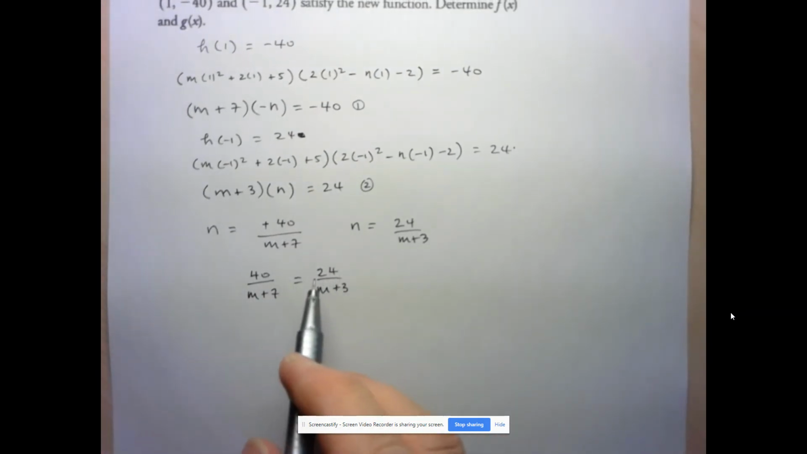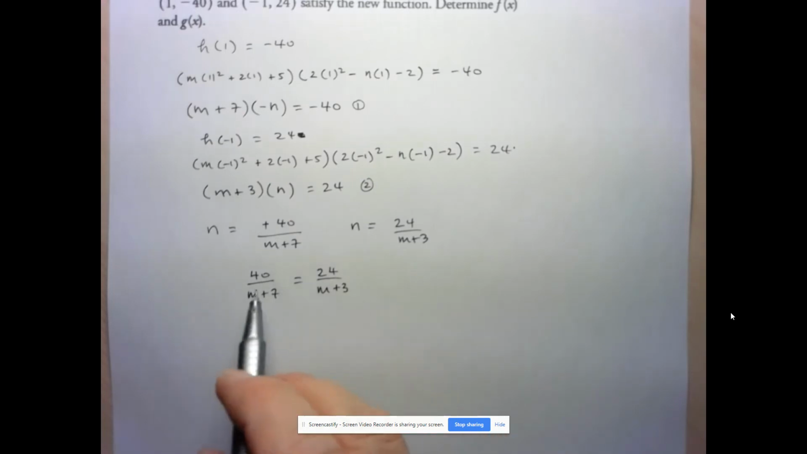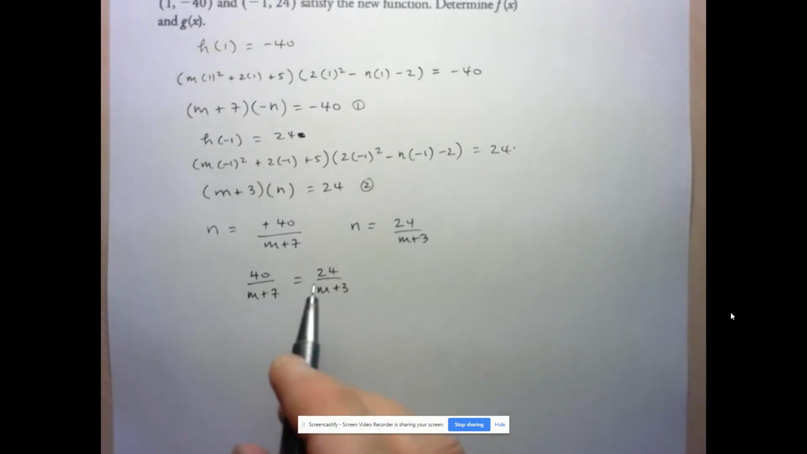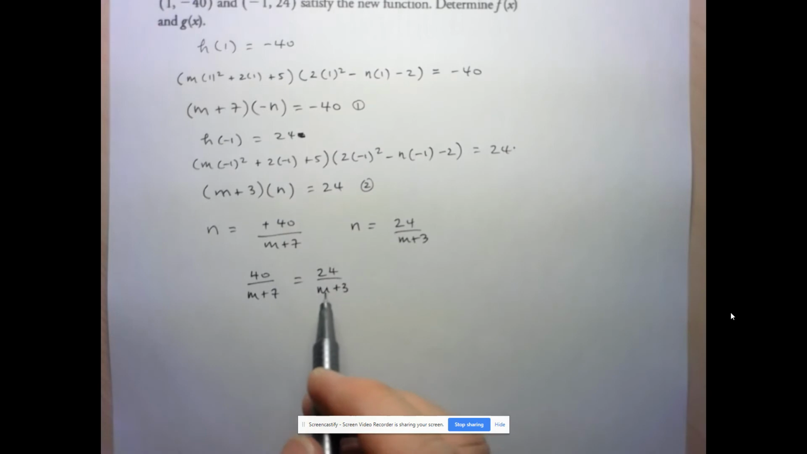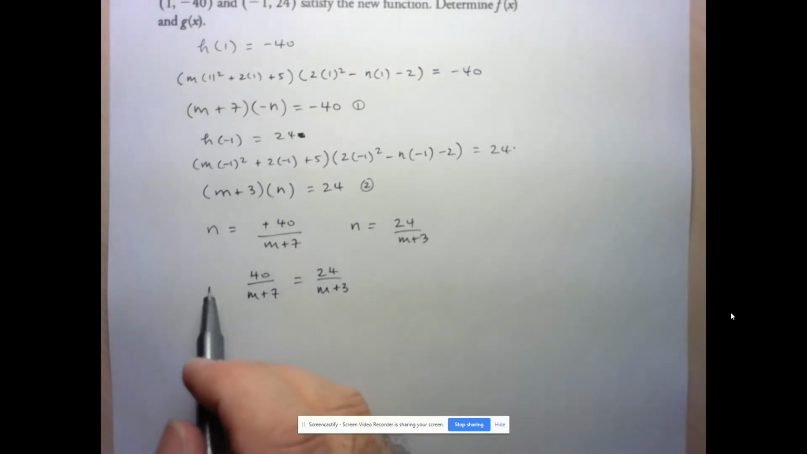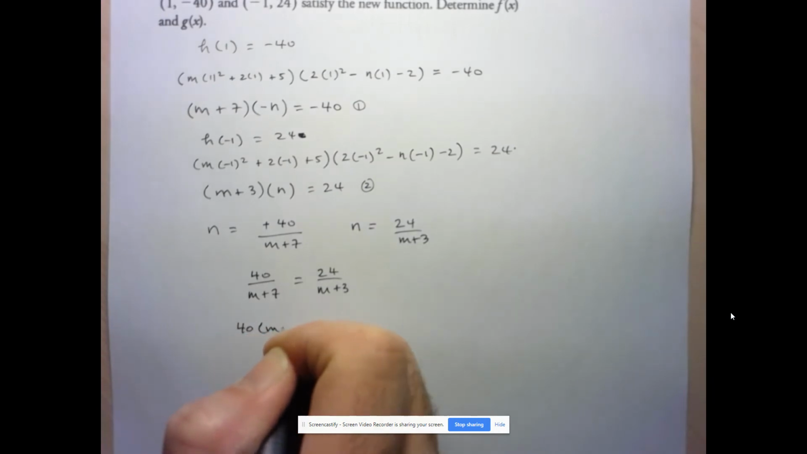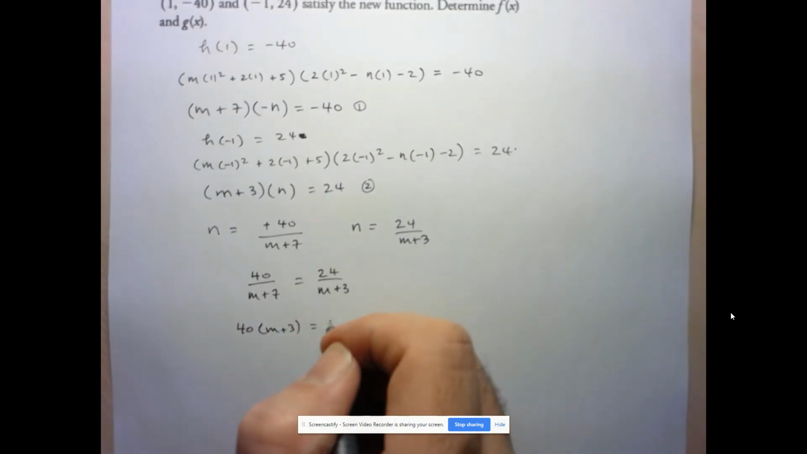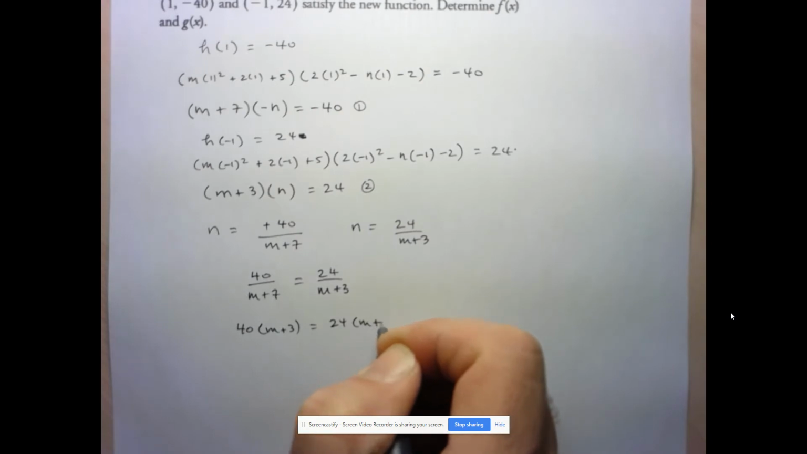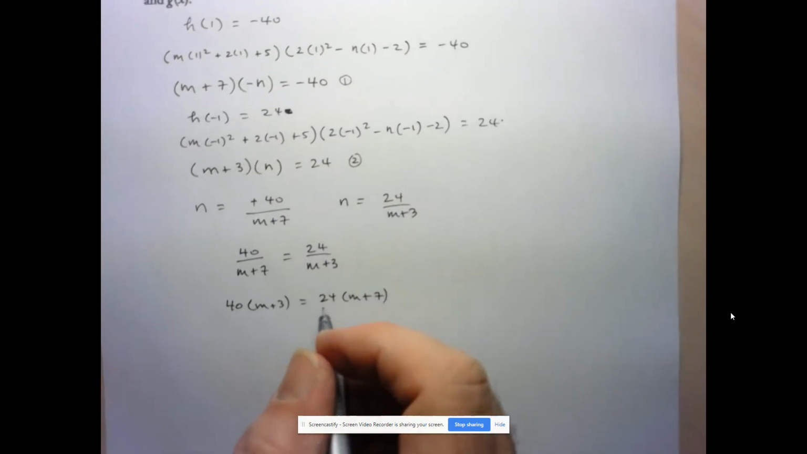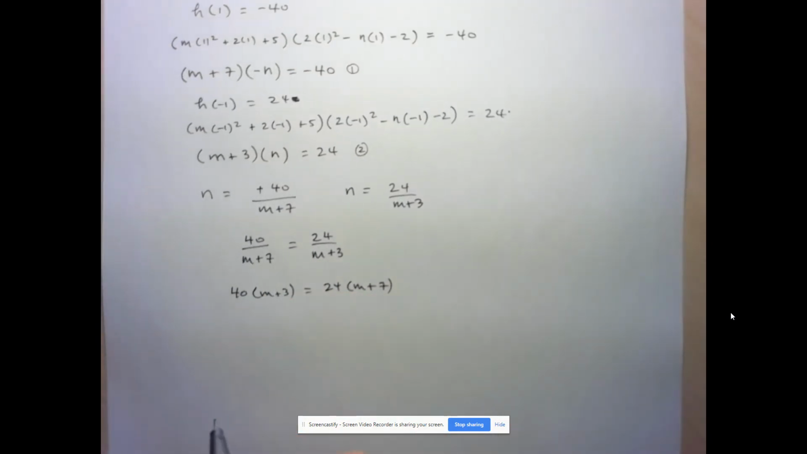And how do we solve rational equations? Well, the best way is to multiply both sides by the lowest common denominator. So I'm going to multiply both sides by m plus 7, m plus 3. So here, the m plus 7 is going to cancel out. I'm just left with 40 times m plus 3. And then here, I'm just left with 24 times m plus 7. Of course, you can also think of it as cross-multiplying this equation.